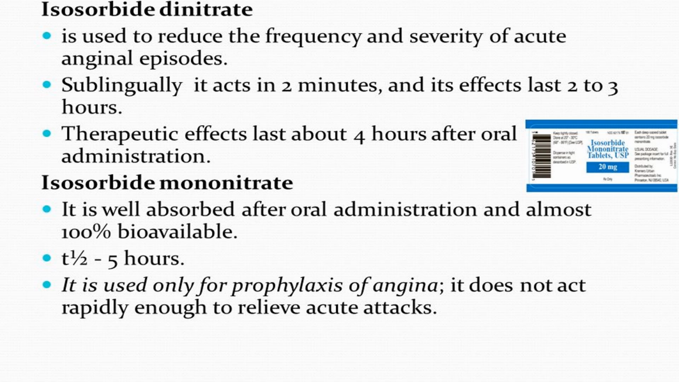Now we have the other two forms, isosorbide dinitrate and isosorbide mononitrate. What is the difference? The first one is used to reduce the frequency and severity of acute anginal episodes. Sublingually, it acts in 2 minutes, and the therapeutic effect lasts for about 4 hours after oral administration.